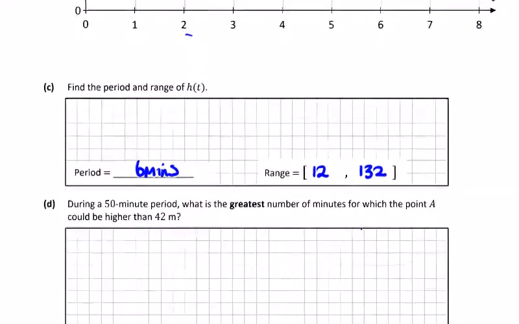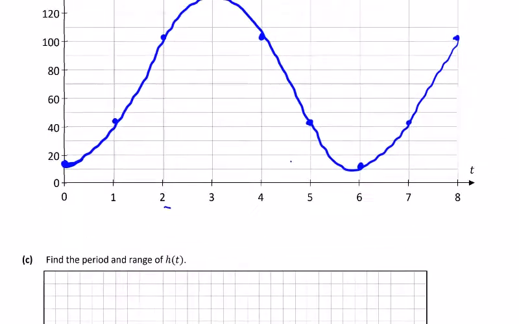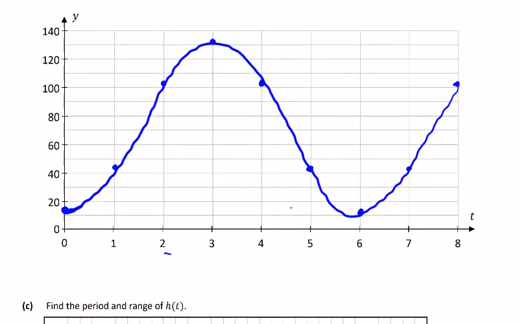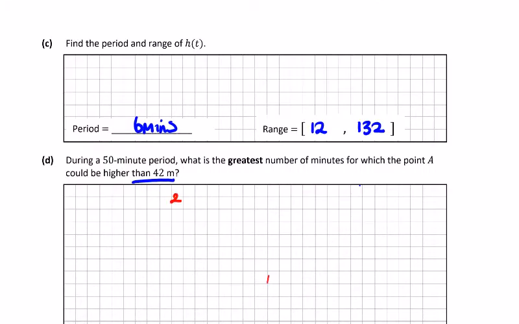During a 50-minute period, what's the greatest number of minutes for which point A could be higher than 42? Let's go back to our graph here. When is A higher than 42? It's not higher than 42 during the first minute and between the 5th and 6th minute, which is 2 out of the 6 minutes. There are 4 left. So it looks like for 2/3 of the time it could be higher.